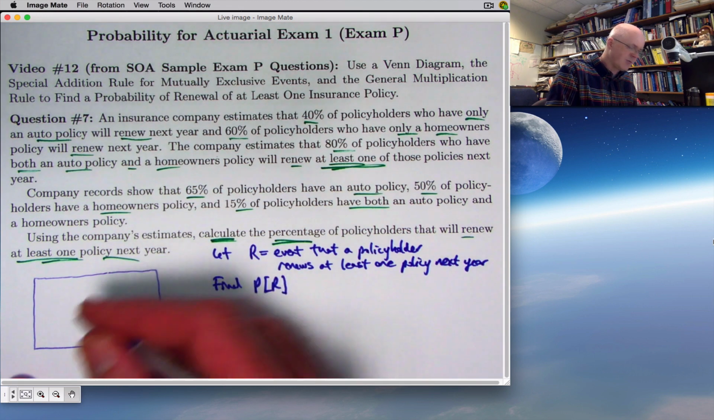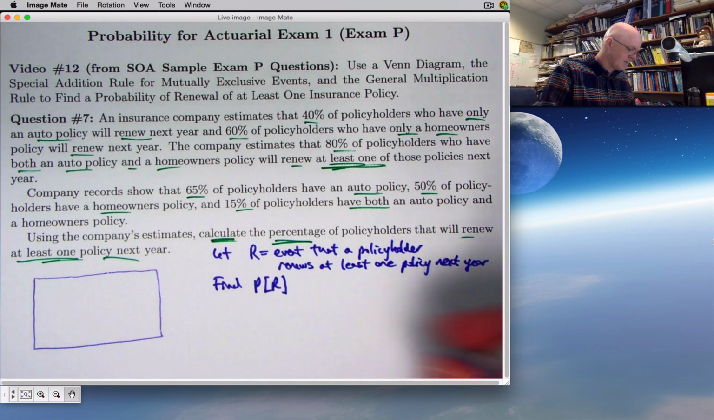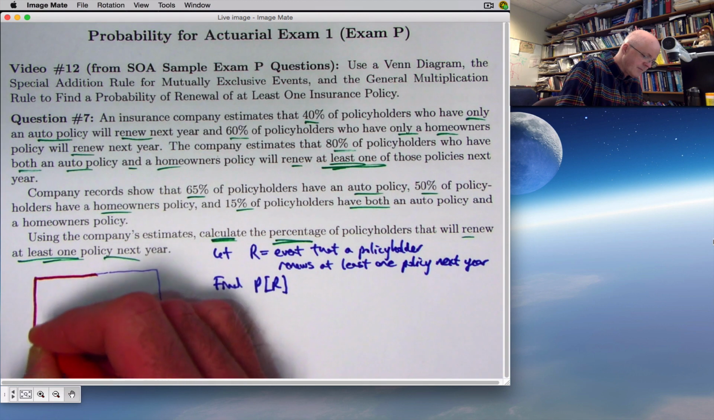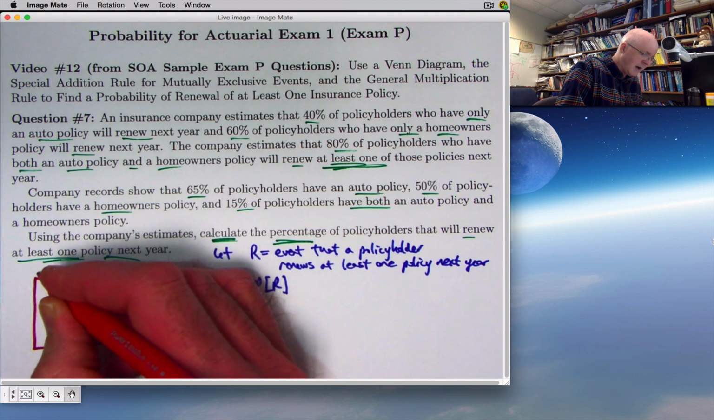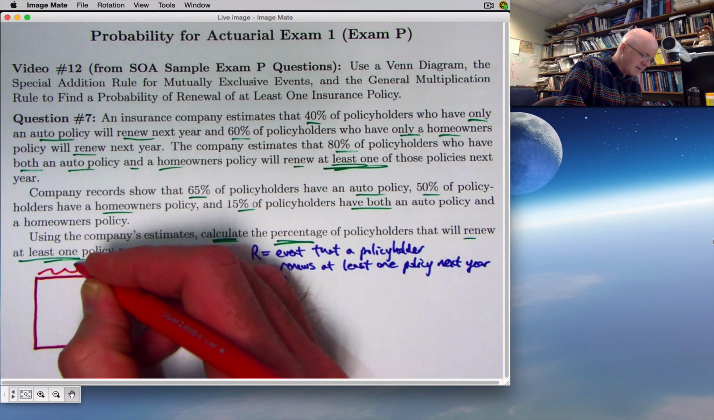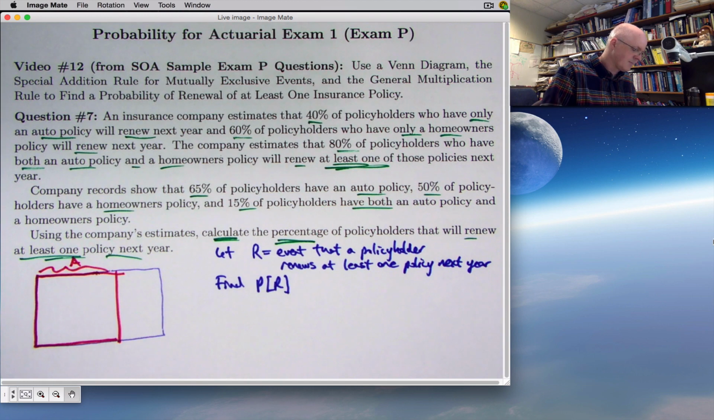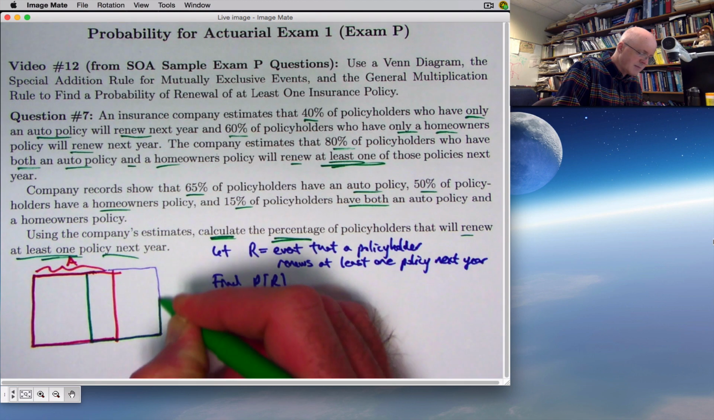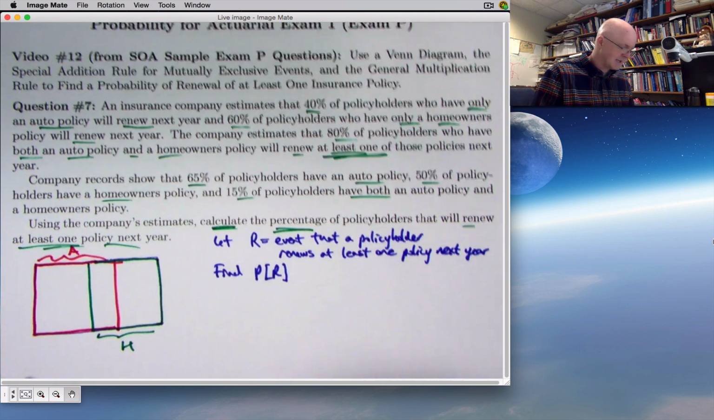So instead of drawing two overlapping circles, I want to draw, say, two overlapping rectangles. Let's say this red one here, about like this, represents people who have an auto policy this year, possibly also a homeowner's. And another rectangle that has overlap, say like this, represents people who have a homeowner's policy this year, and again also possibly autos.